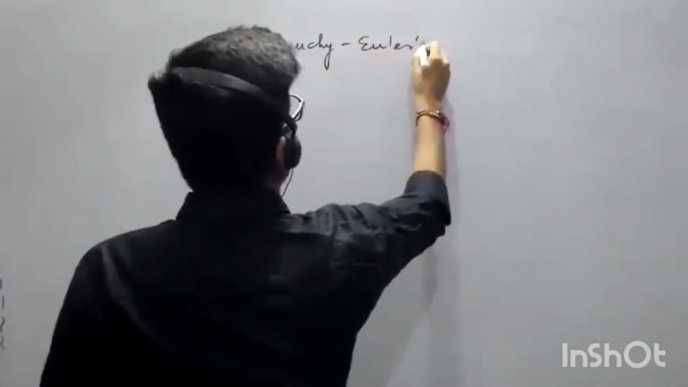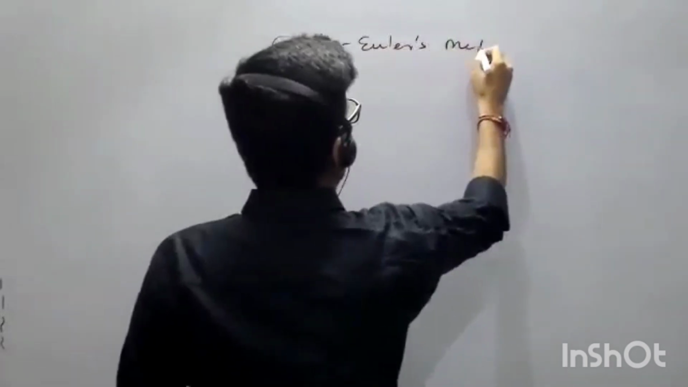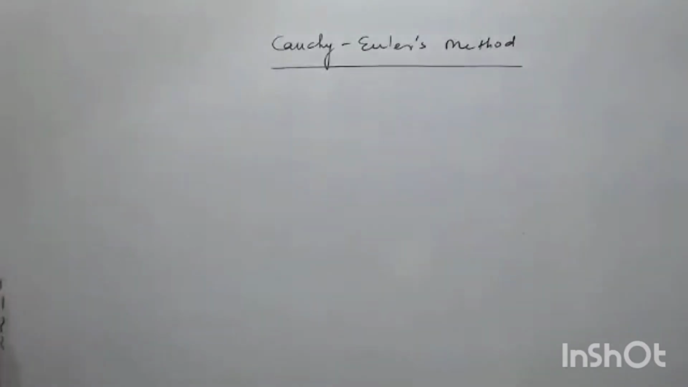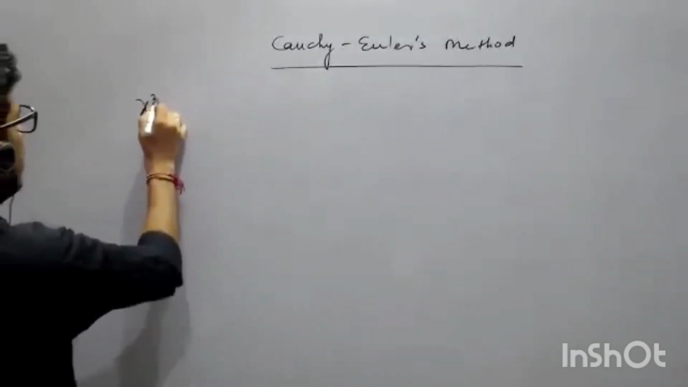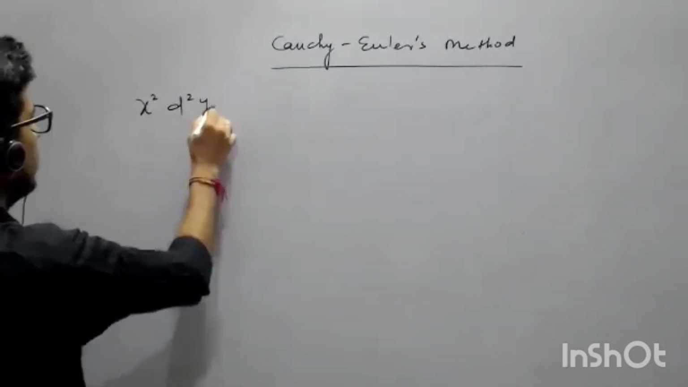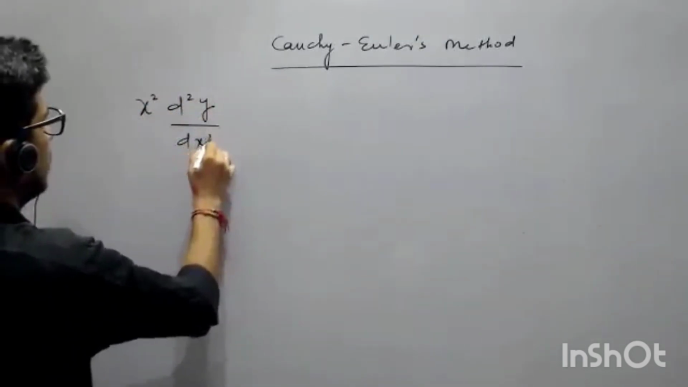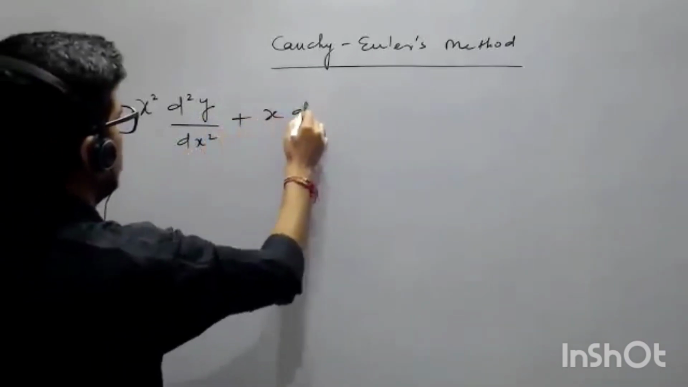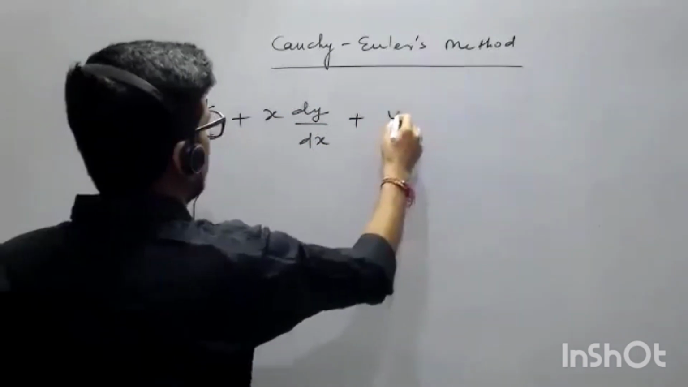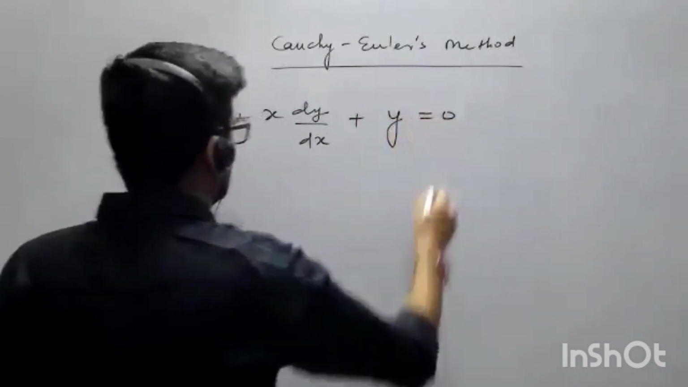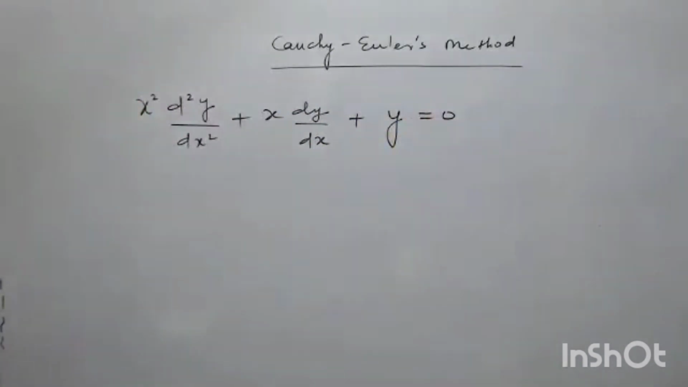Cauchy-Euler's method for a differential equation of a very particular type. And what is that type? The equation will be like this: x squared d2y by dx2 plus x dy by dx plus y is equal to 0. Suppose this is the differential equation.